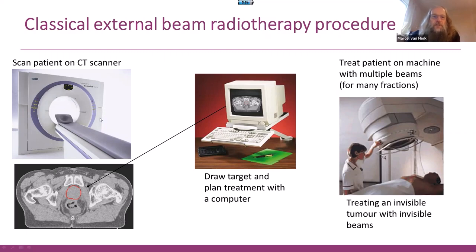So what you do is you scan your patient on a CT scanner. You delineate the target. Here is a prostate on a computer. That's done by a physician. And then radiographers set up the patient on a treatment machine and try to point the beams at an invisible tumor, because that's inside the body, with invisible beams. And that has to be done on many, many, many fractions. So that's the classical radiotherapy procedure.